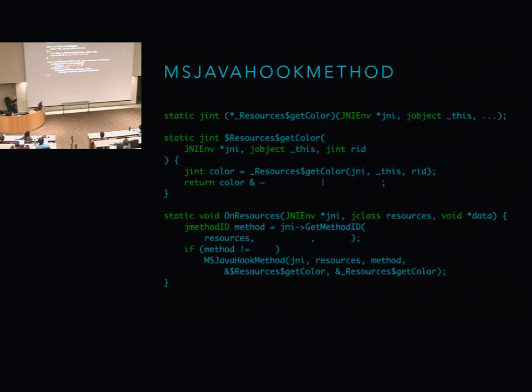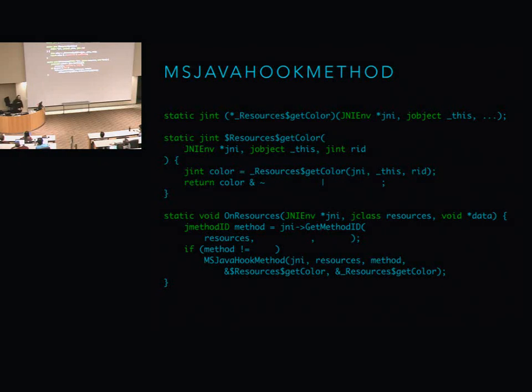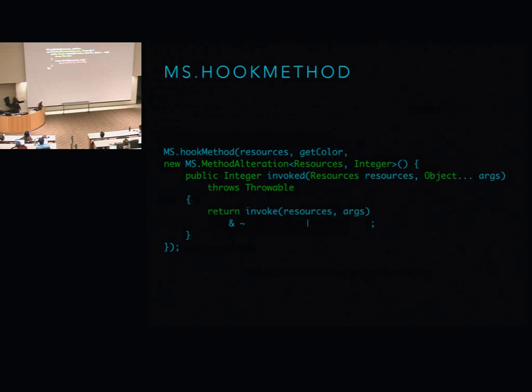So in my replacement implementation, because that returns an integer with 32-bit color encoding, I'm going to turn off the green and then jack up the red using an AND, NOT, and an OR, and return that value. Okay, this is a little low level though. You're like, C? Why am I using C in order to hook all this stuff? So we can do the same thing at the Java level.